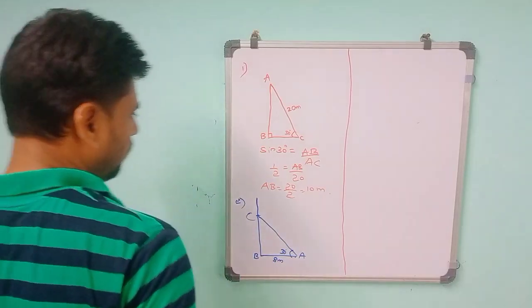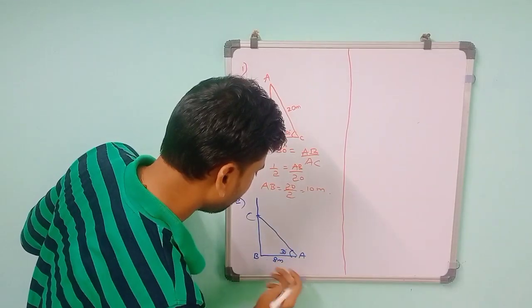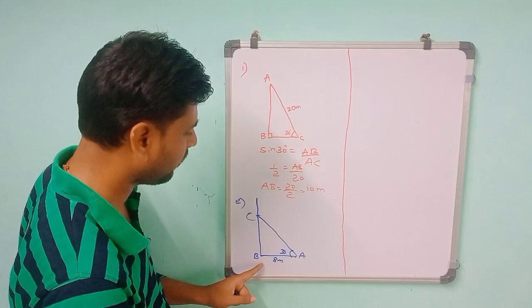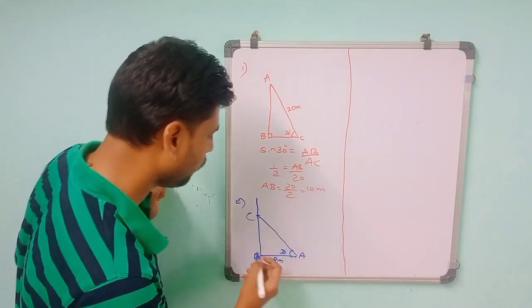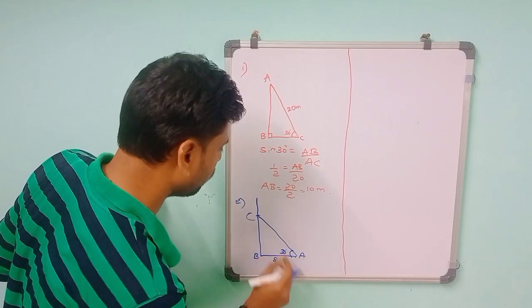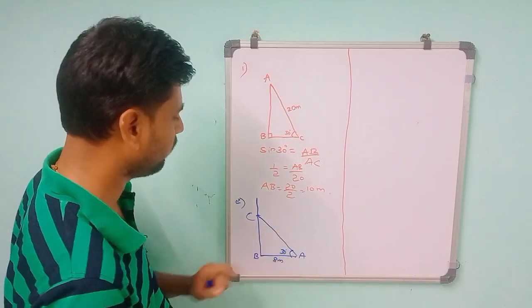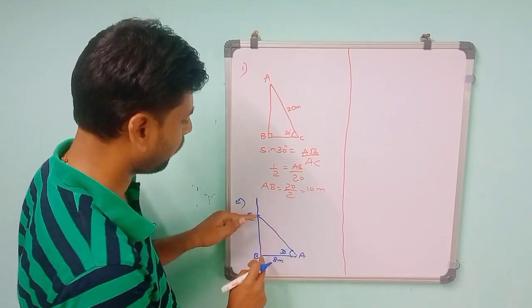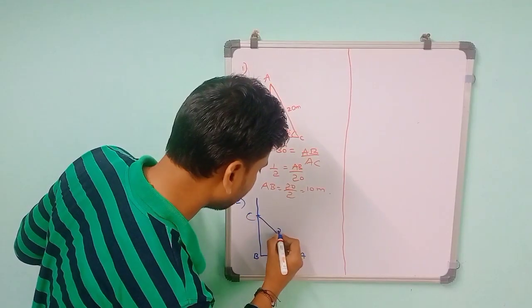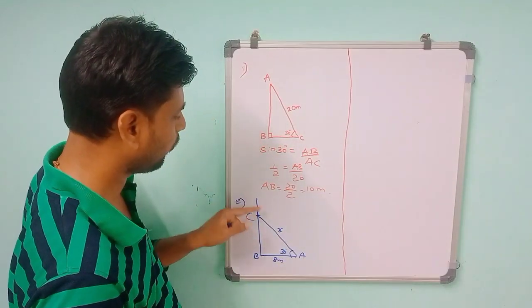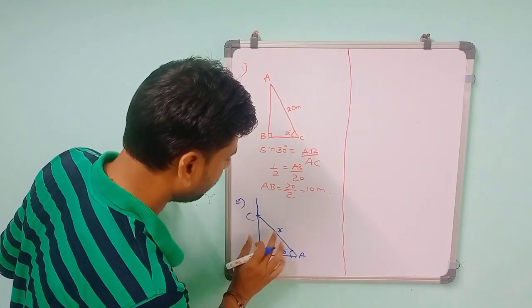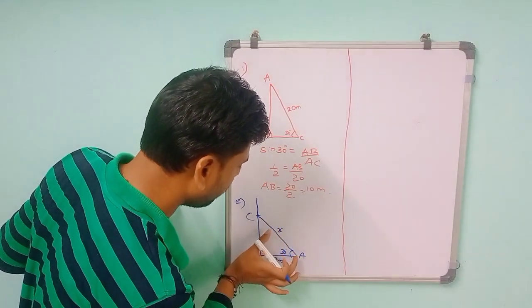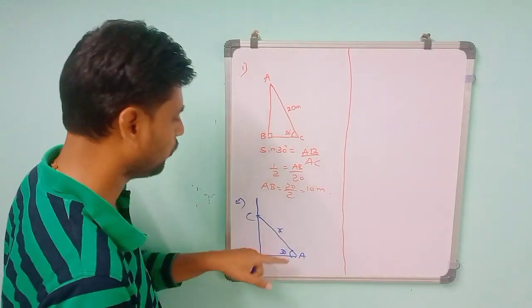For this one, the distance between the foot of the tree to where the broken part bends to the ground level will be 8 meter. This we know. So we want this one and this one, because the broken part is from here to there. If I take this one as H, this will also be H, because it is the height of the tree. The broken part is bent to the ground level. So this height and this height together give the total height of the tree.